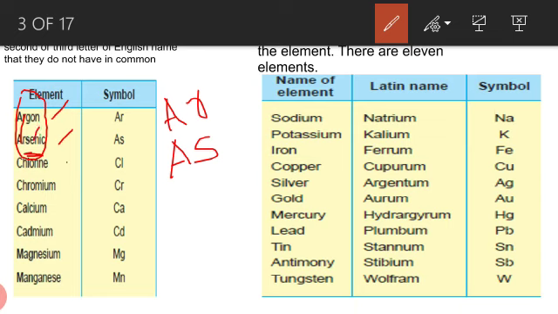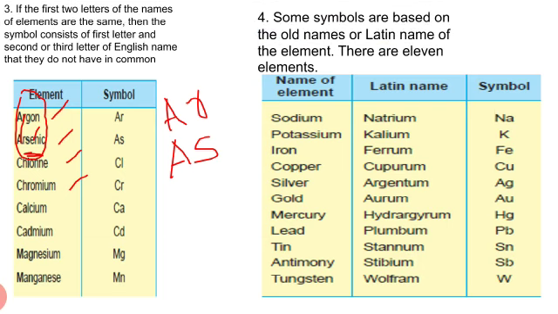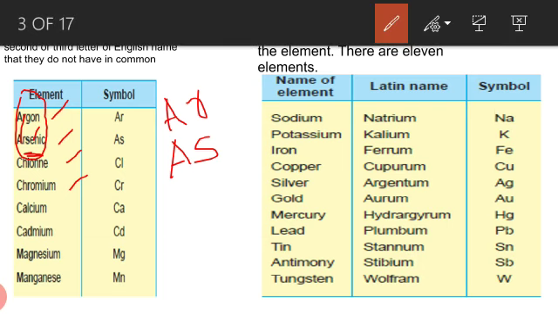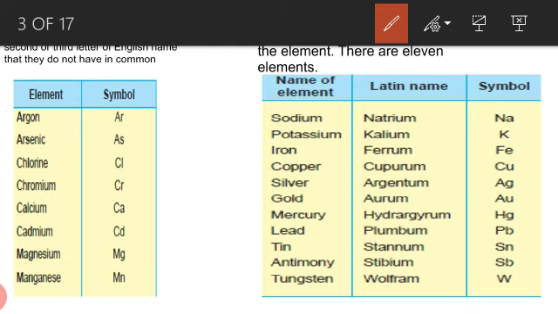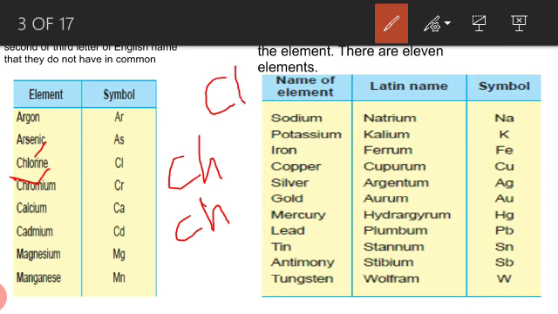Next, you see chlorine and chromium. Both are Ch. So we have to take the third letter. For chlorine, Cl: first letter C and the third letter L. For chromium, first letter C and the third letter R. So for chlorine we have to take Cl.